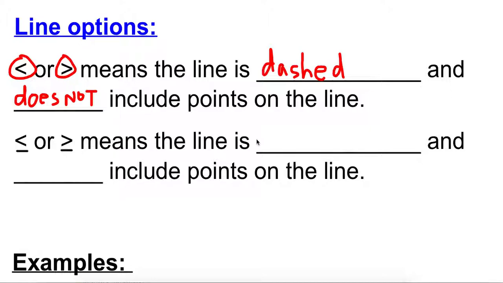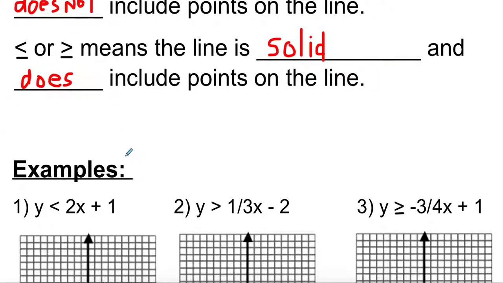If it has an equal sign underneath it, that means y is less than or equal to, or y is greater than or equal to some function. And the line will be solid, which means it does include all of the points that exist on the line. Okay, so let's do a few examples. It sounds more complicated than what it really is.